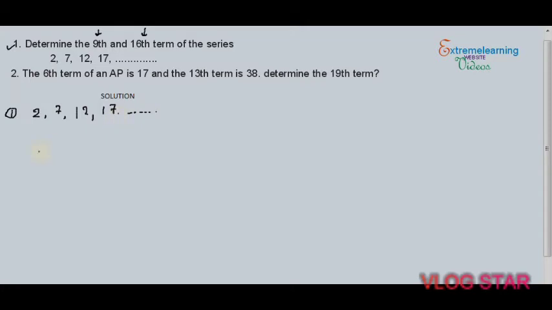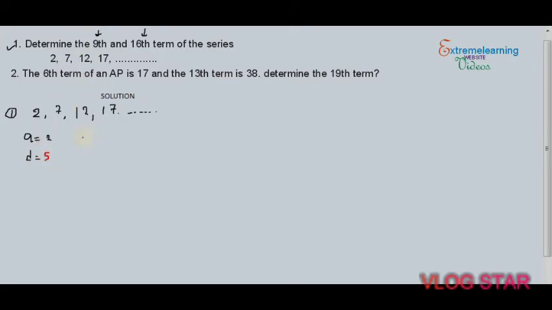The first thing to determine in an AP is what we call the first term. You notice that the first term here is 2. The second thing is the common difference. I've always said that it's when you pick the preceding term and subtract the previous term from it, and what you get here is 5. Now 12 minus 7 is still 5, and 17 minus 12 is still 5. That tells us that the common difference in this series is 5.